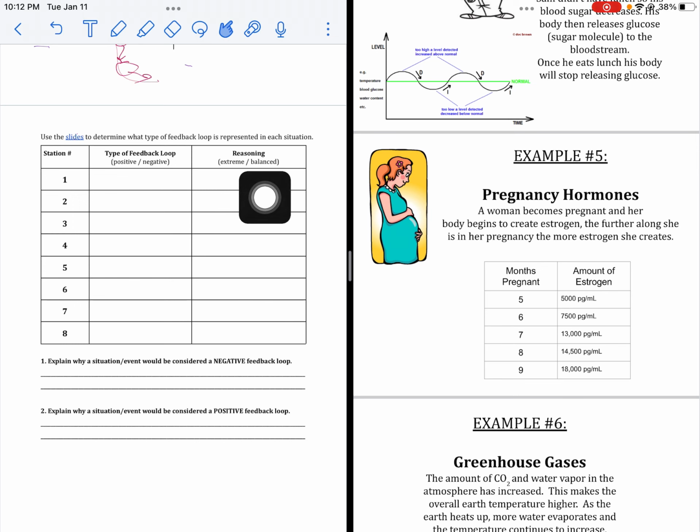So you're going through what's happening. Is it working to the extreme or balancing out? And then determine positive or negative. And then just a quick summary of, overall negatives are like this, positives are like this.